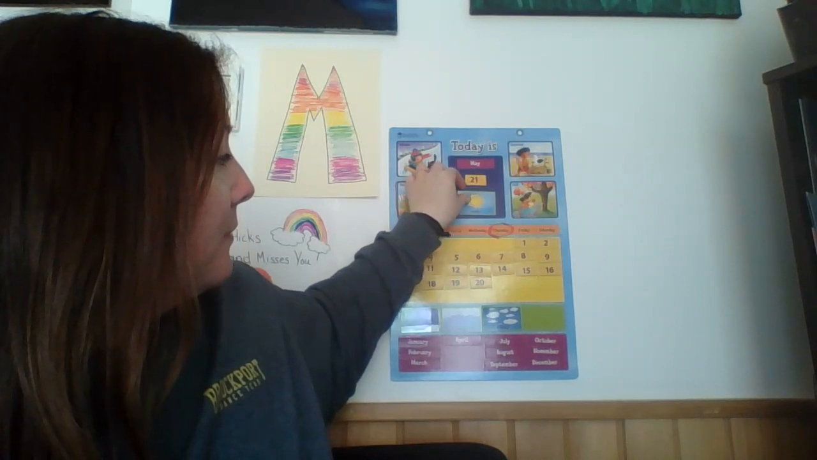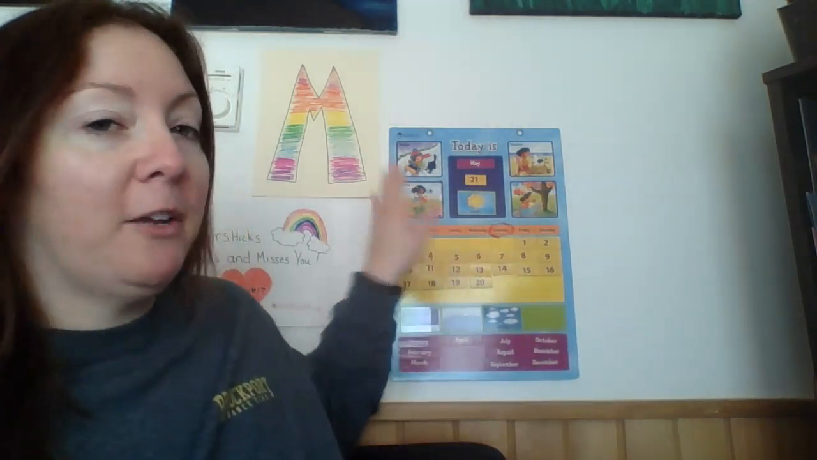When I look outside my window, it is sunny. It's another beautiful day. So we'll take our sunny picture and move it to our weather spot. The last part of calendar is our season, and we are still in the season of spring.